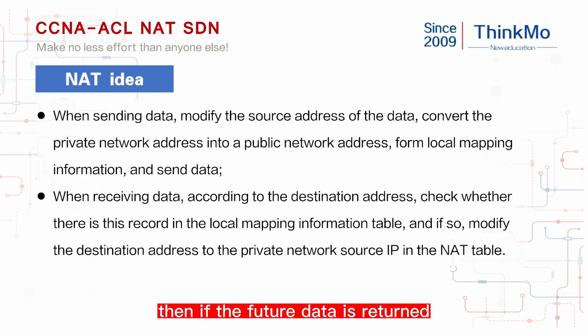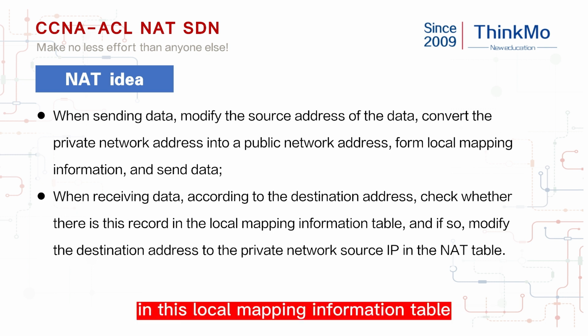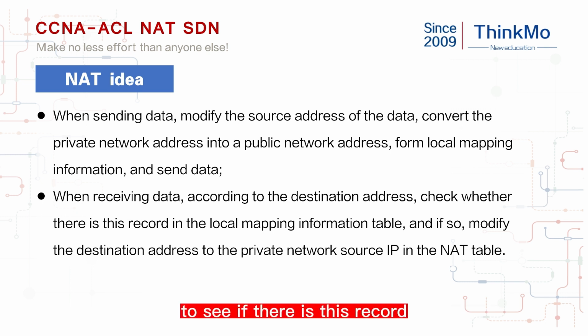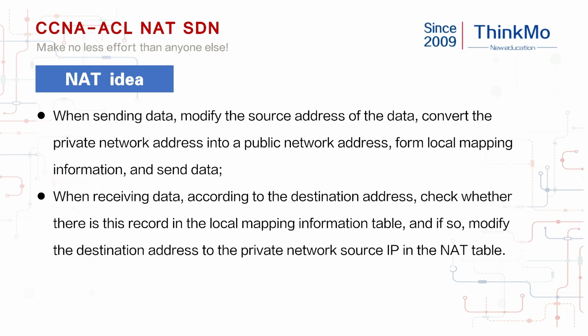If data is returned in the future, when I receive data, I will look at the destination address in this local mapping information table to see if there is a record. If so, then we convert the address back, that is, change this destination address to the source IP of the private network in the NAT table. This is the idea of NAT.